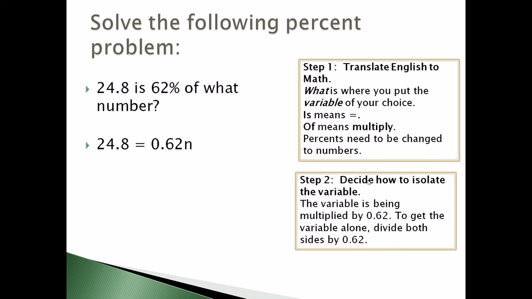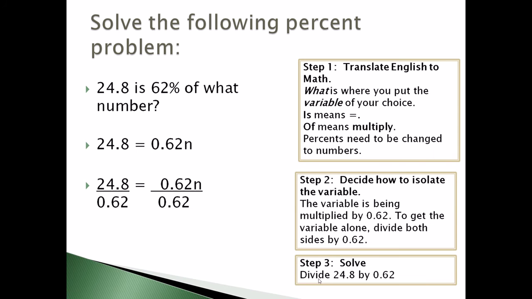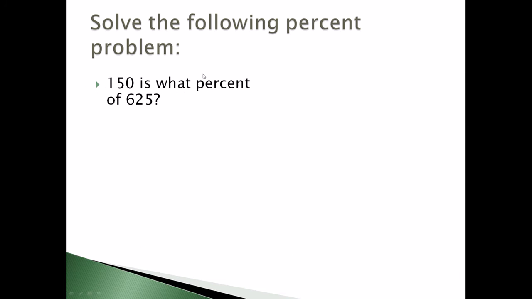You have to make a decision. How do you get the variable alone? All right, is the variable alone? No, it's being multiplied by 0.62. What's the opposite of multiplying by 0.62? We're going to divide both sides by 0.62. And I'd grab my calculator because to solve the problem, divide 24.8 by 0.62, and you will get 40. So I just think following these 3 steps of just translating English to math, isolate the variable, you're going to have it. One more. This one has a little trick to it.